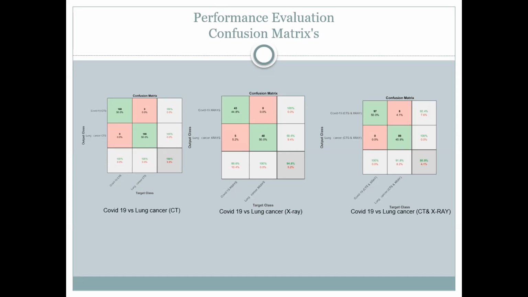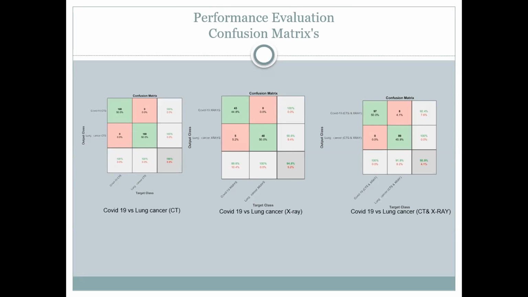And also for the COVID-19 and lung cancer X-ray classification, we can see that our true positive was 43, and our false positive was 0 because it classified the COVID-19 X-ray correctly. Then for the lung cancer, we had a false negative of 5, and then a true negative of 48 from the classification. And so there were 5 images that were wrongly classified, which affected the sensitivity.